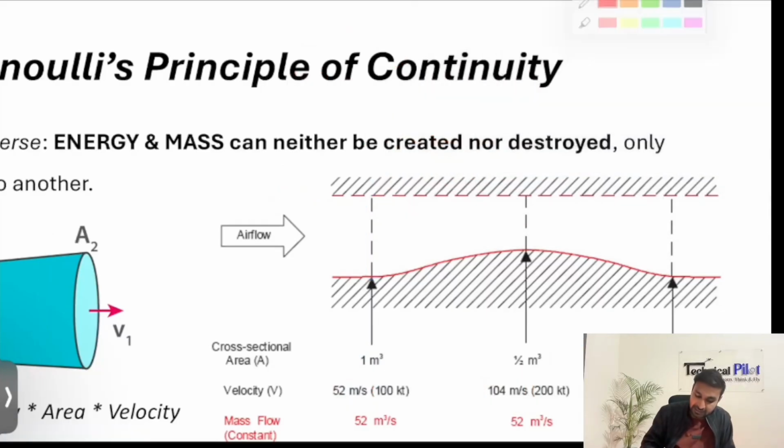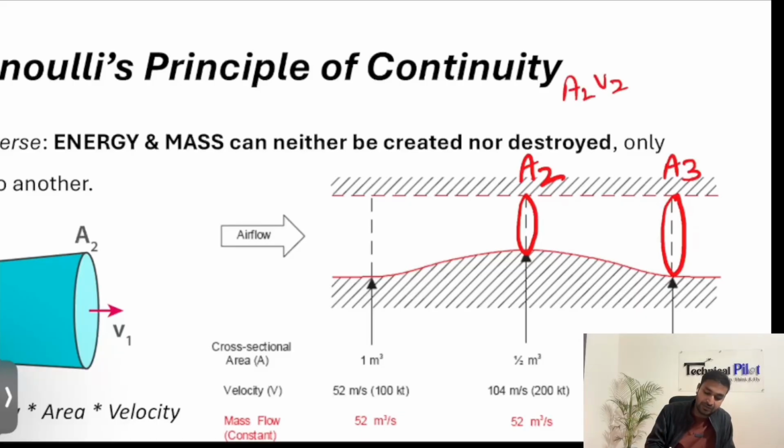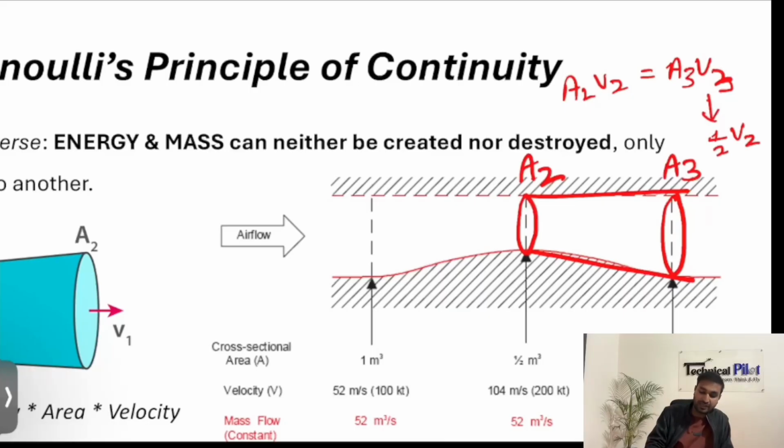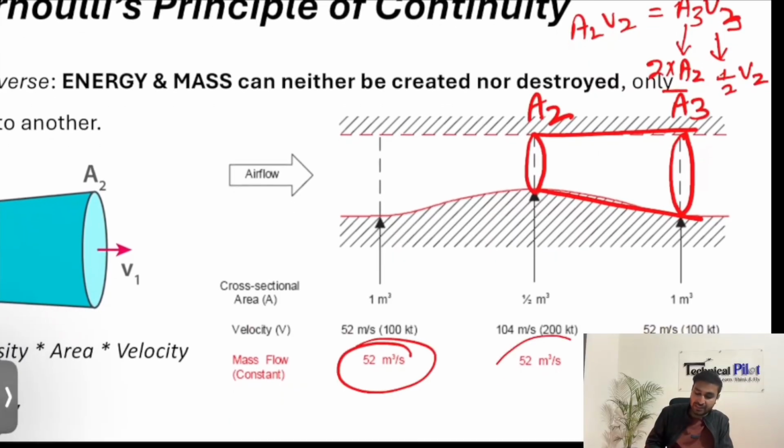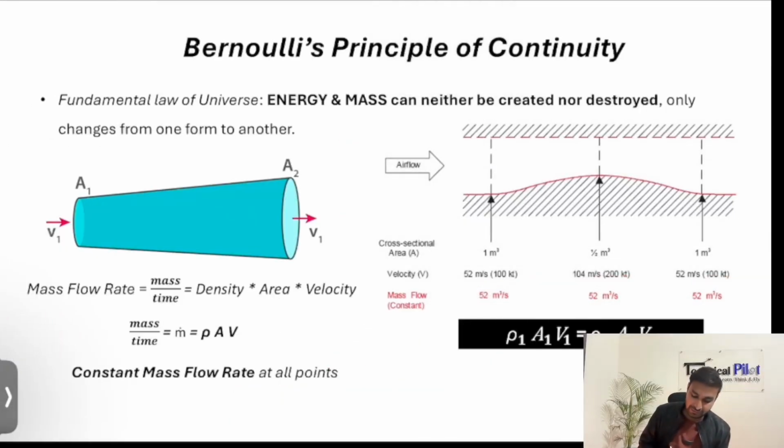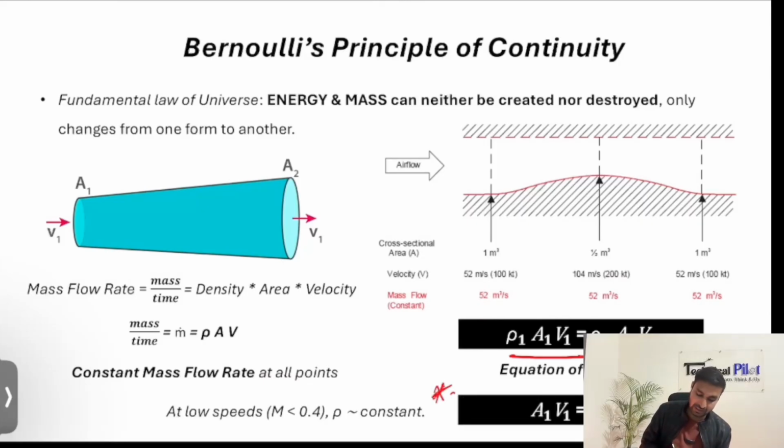Look, he is saying that at section 3, now area is doubled. Now consider A2 and A3. A2 V2 is equal to A3 V3. If area is doubled, what will happen to velocity? Velocity will get half. V3 will be half of V2 if the area is twice of A2. Okay. Mass flow rate will remain constant. I hope you understand the point. A1 V1 is equal to A2 V2. Okay, you have to remember this equation, print it in your mind. Without this equation you won't be able to understand further.